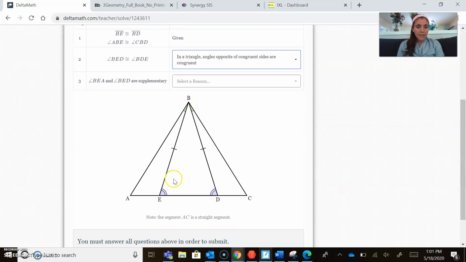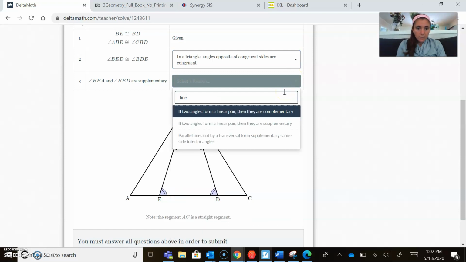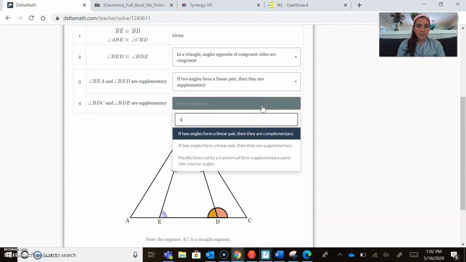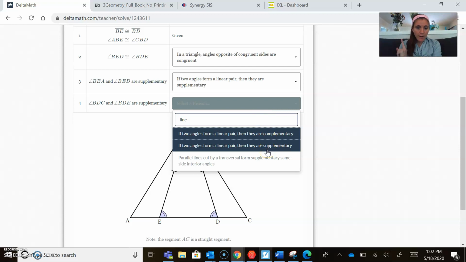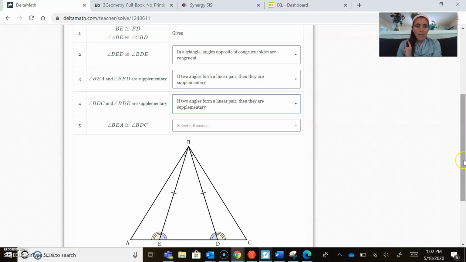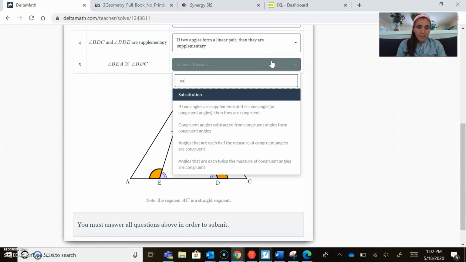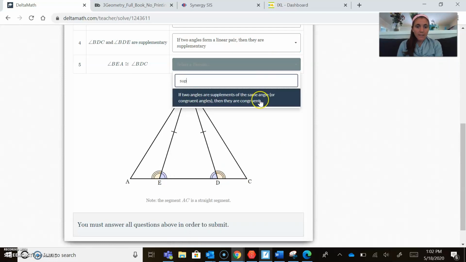BEA and BED are supplementary. They form a straight line. If two angles form a linear pair, they are supplementary. BDC and BDE, those also form a straight line. If two angles form a linear pair, they are supplementary. So that means that BEA must be congruent to BDC because if two angles are supplements of the same angle, then they're going to be congruent.